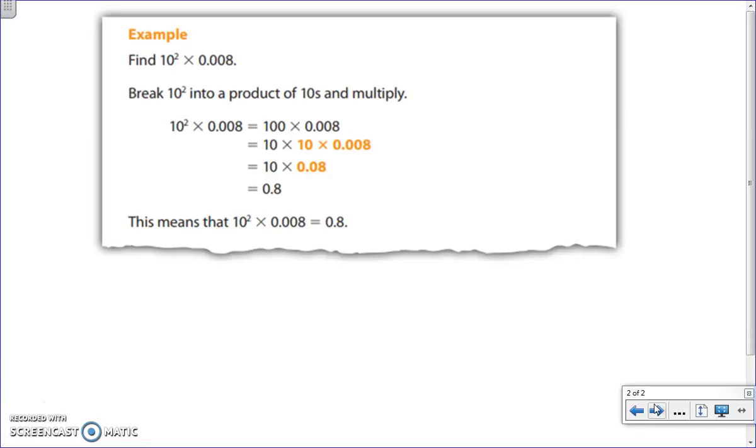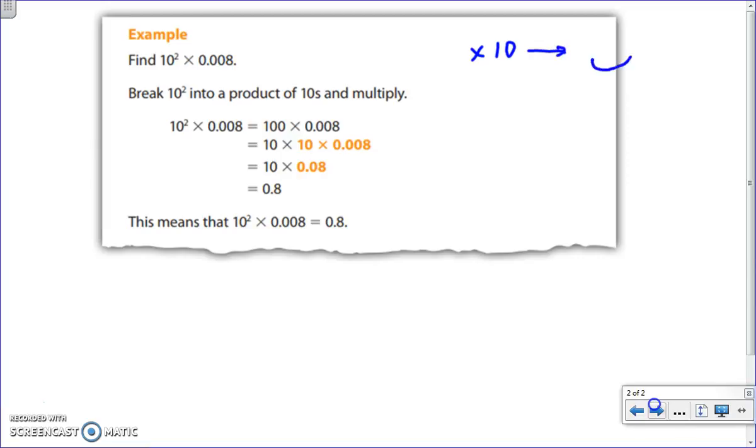The example says find 10 to the second power, or 10 squared, multiplied by 8 thousandths. Ooh, man, this is tricky. Okay, so what we're doing is this. We know several things about when we multiply a decimal by 10.